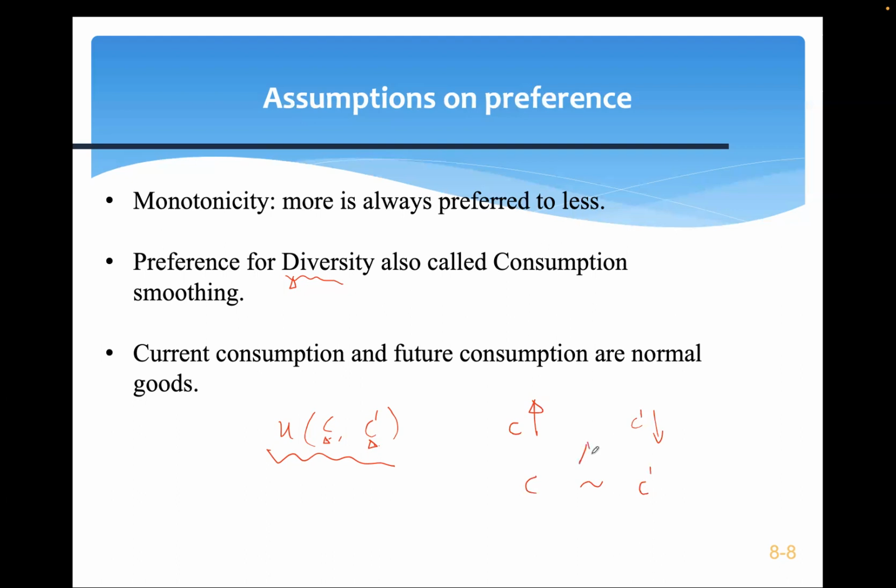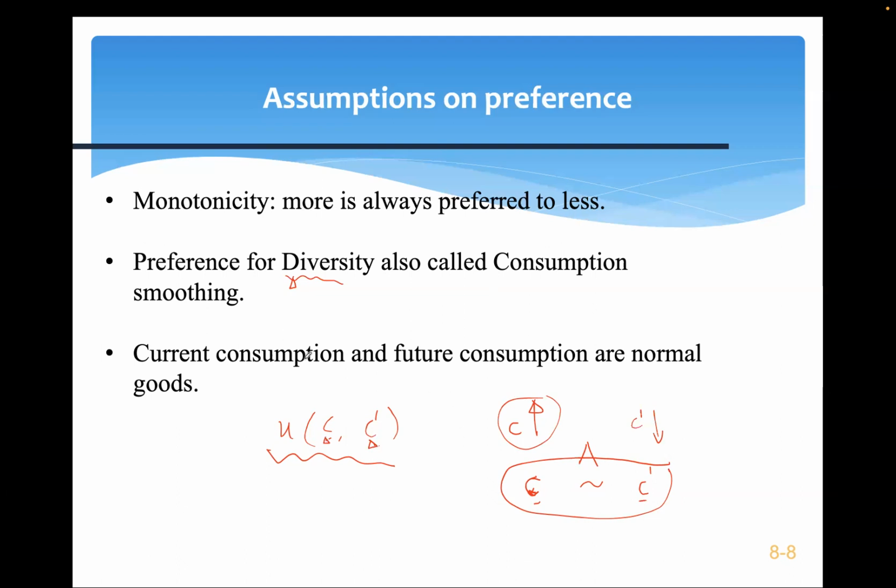And clearly you are going to prefer this one. Right? So you have different things instead of a lot of the first one. So this is what I mean by diversity. And this also means consumption smoothing. That just means it cares about the relatively similar amount between C and C prime. This is like smoothing your C and C prime, smoothing your current and future consumption.